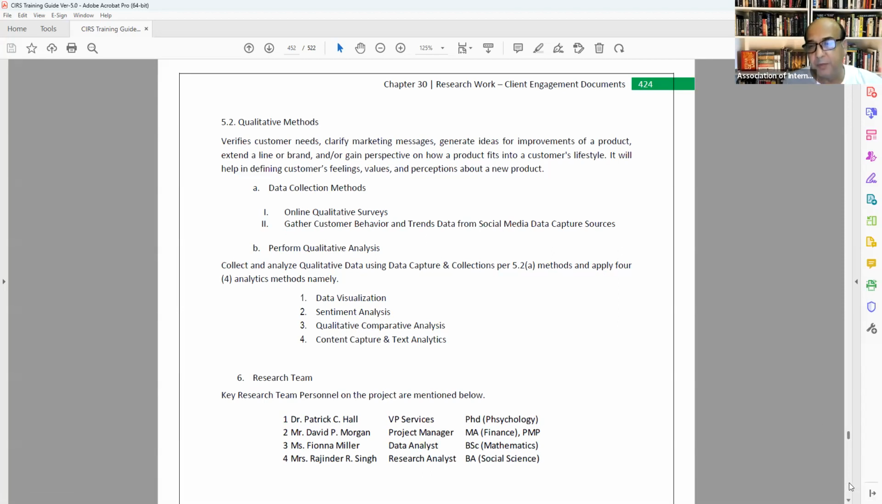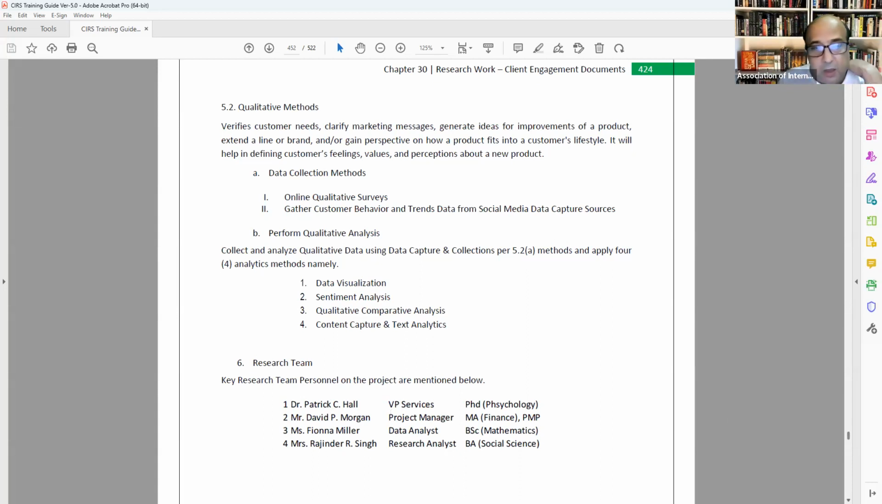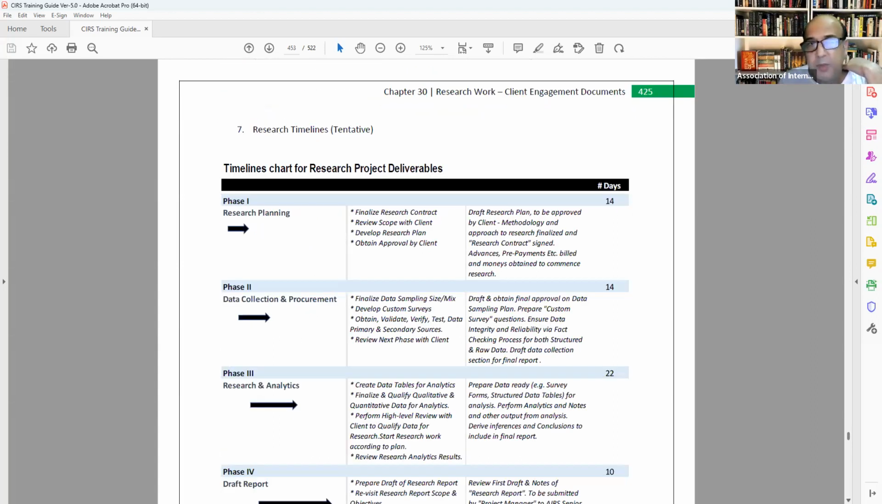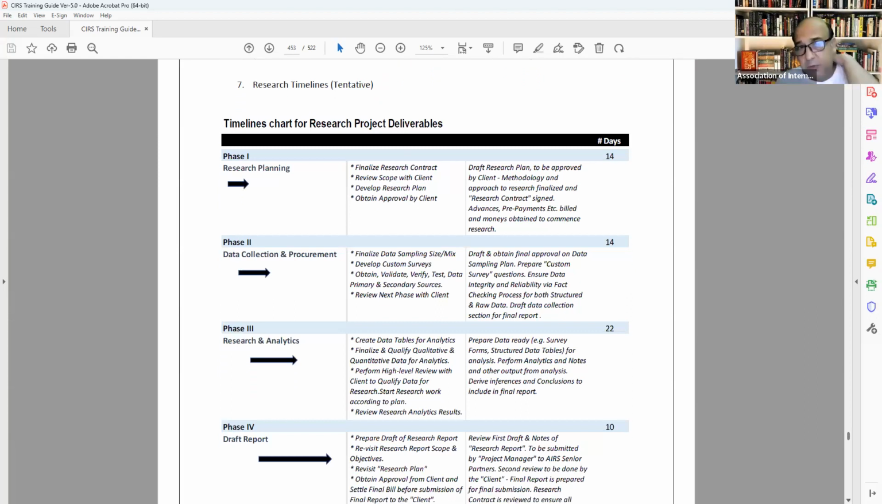complete the proposal or give a quotation to your client, prospective client at this point. You're going to identify your research team, your resources, you just flex your muscles a little bit to let them know who is on board with you in your research. So you give the details of the team. Then next is going to be the timeline chart for research project deliverables.